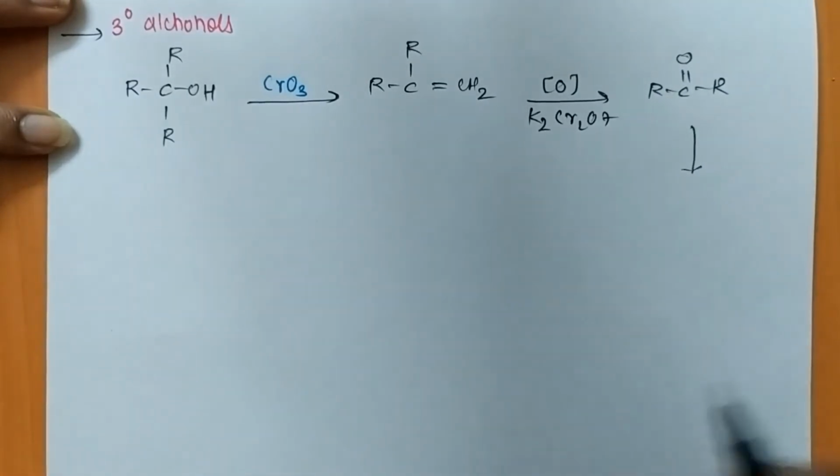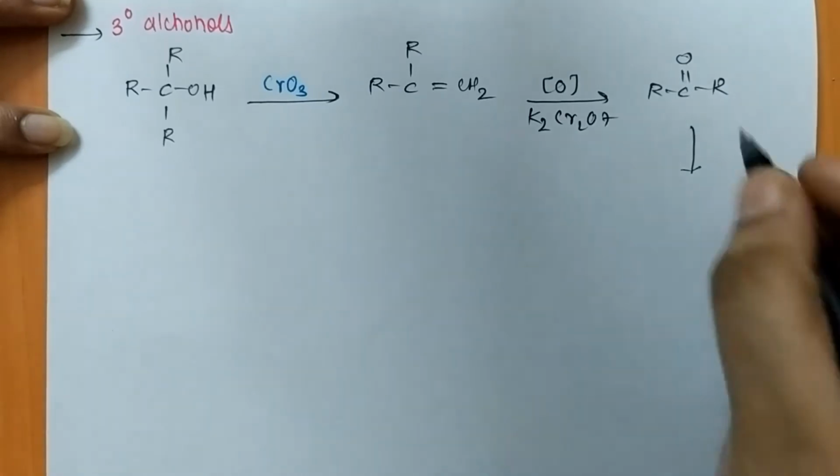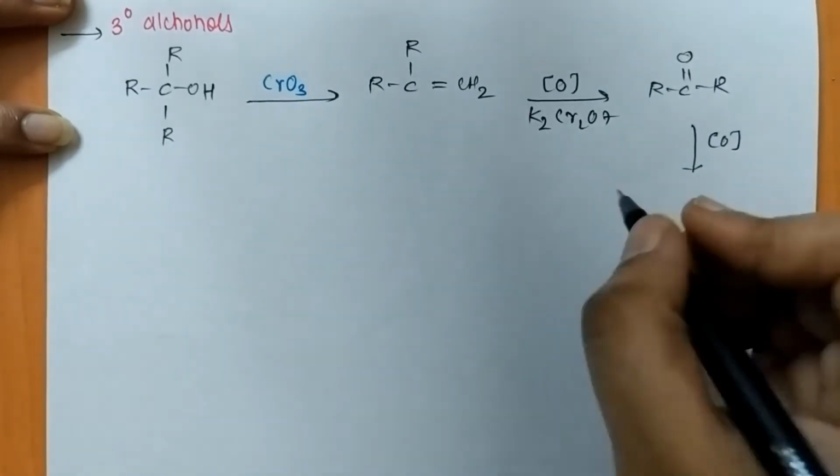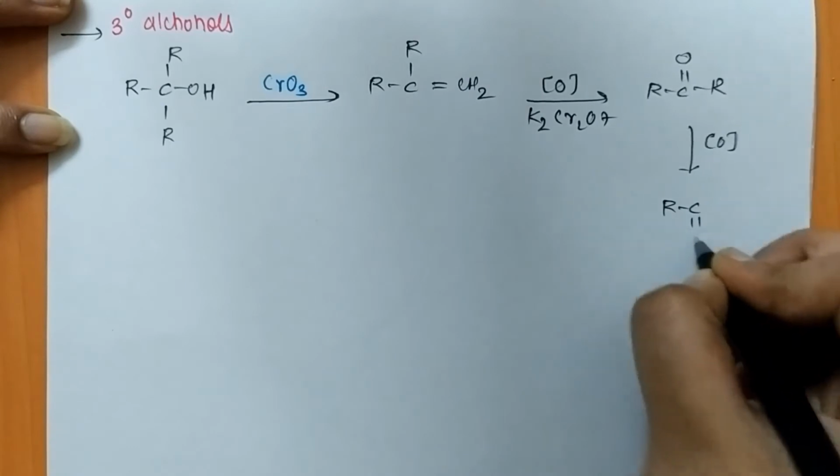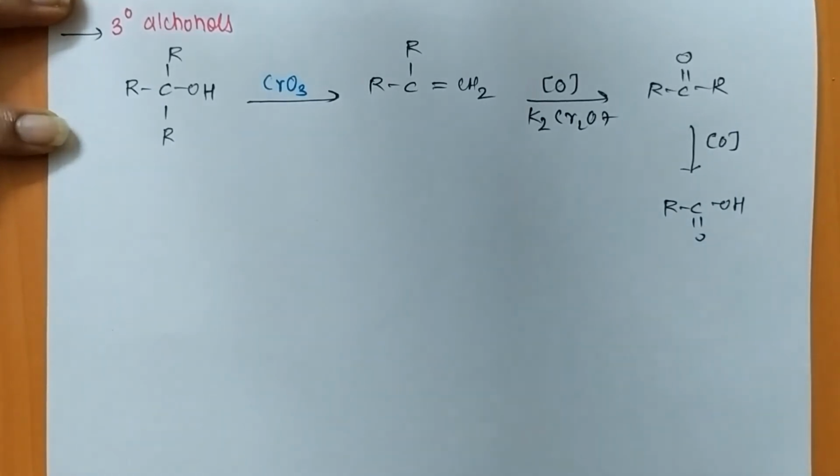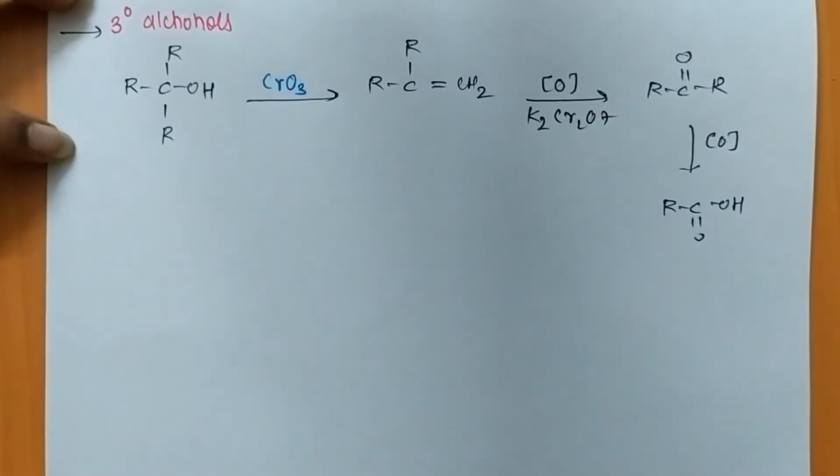Now this ketone again reacts with nascent oxygen, which ultimately leads to the formation of a carboxylic acid. This is how carboxylic acids are produced from the tertiary alcohols.